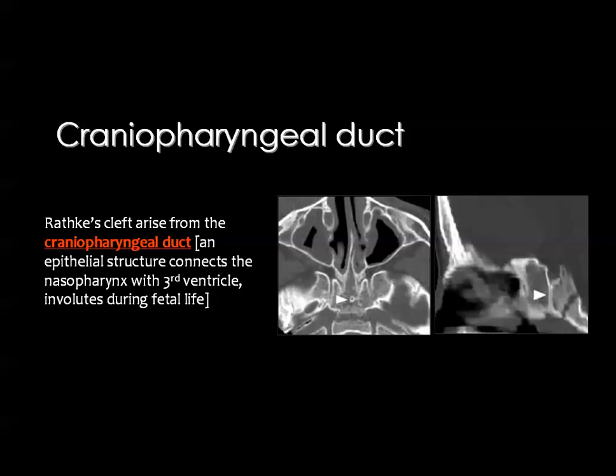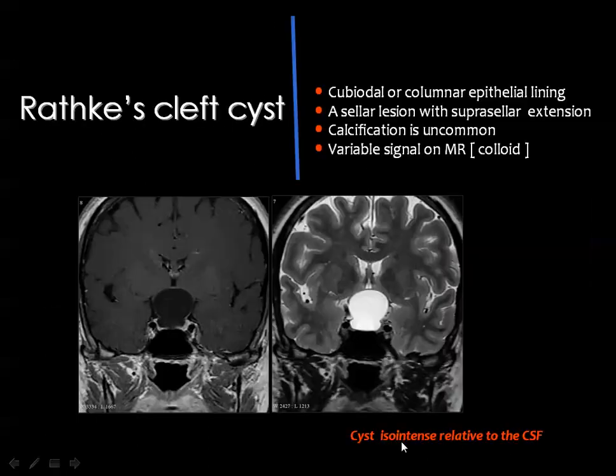You remember the Rathke's cleft cyst, which is a cyst arising from the craniopharyngeal duct. This craniopharyngeal duct is a duct which connects the nasopharynx to the intracranial structures through the sellar floor. The duct usually involutes during fetal life, but sometimes it may persist, leading to the formation of this Rathke's cleft cyst or the craniopharyngeal duct cyst.